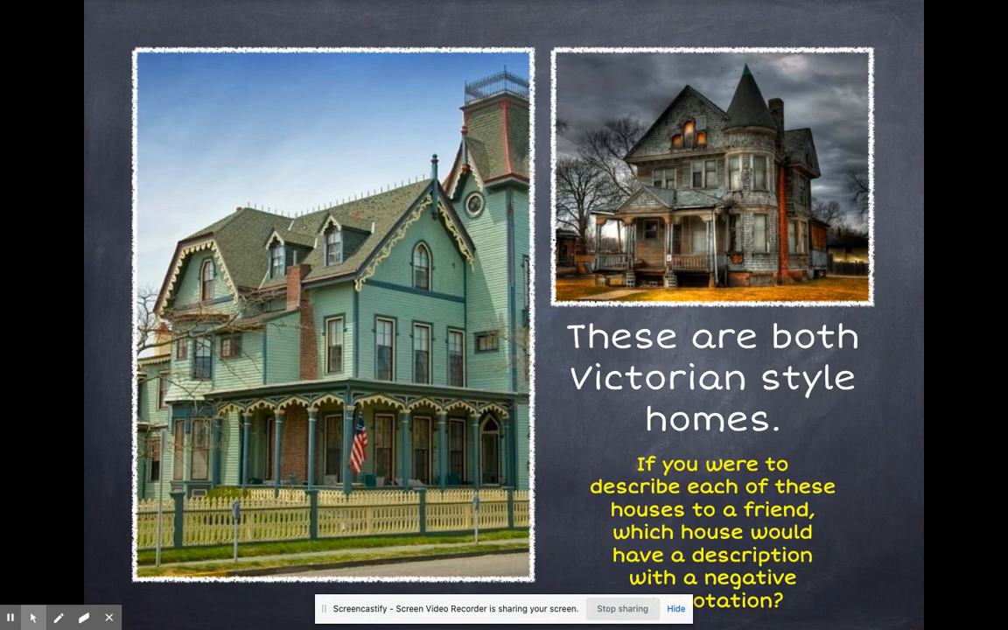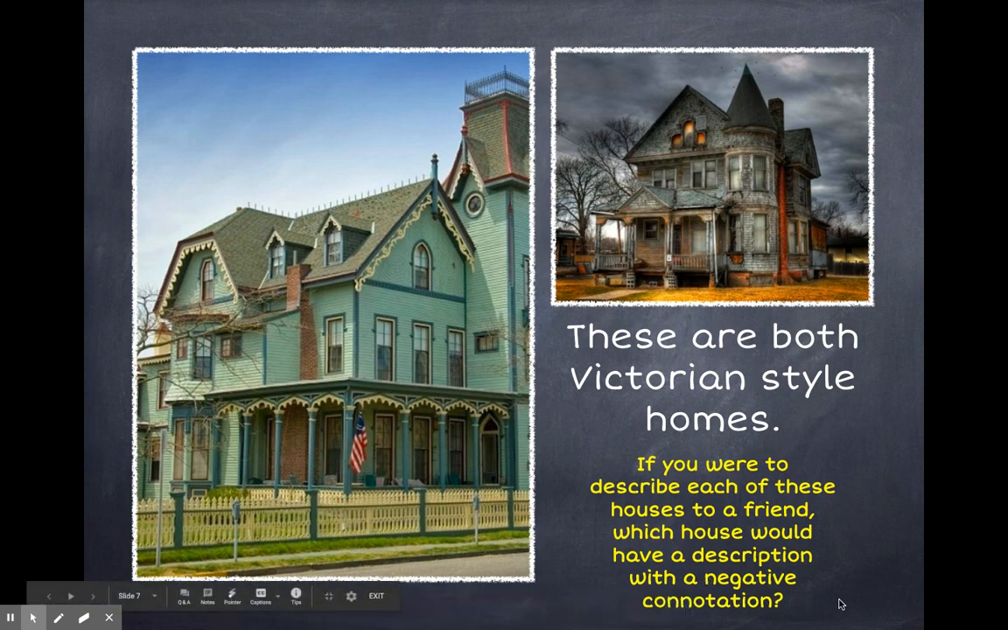All right, now these two images on this slide are both Victorian style homes. So in a way, they kind of have the same type of denotation to them. Now, if you were to describe each of these houses to a friend, we want you to think which one would have a description with more of a negative connotation to it. Now, most people would probably say this one up here, the top right, because of the way that it looks, right?